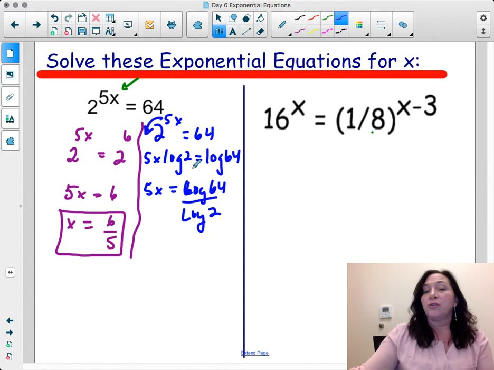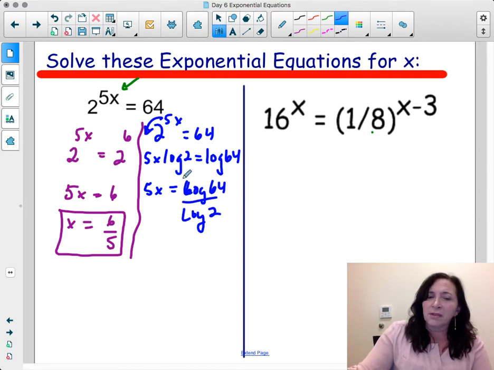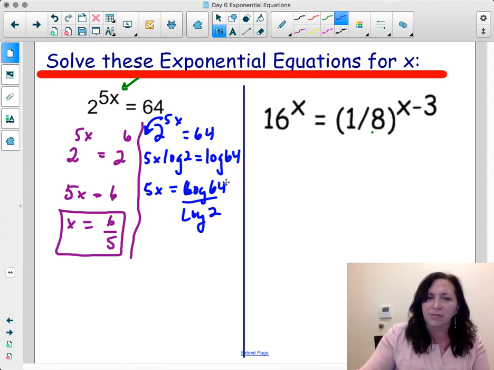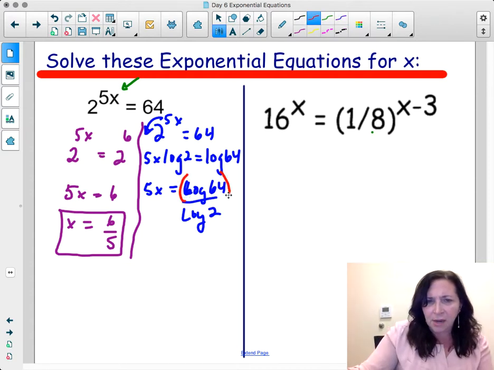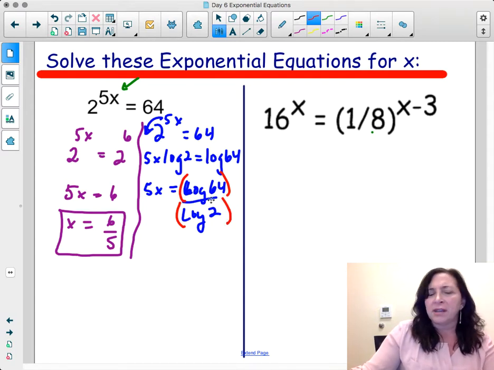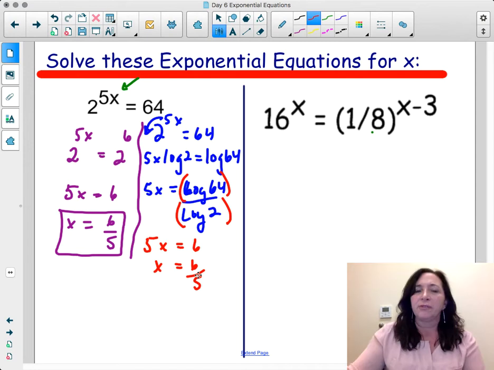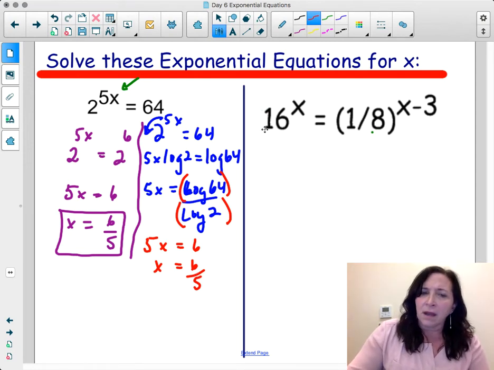A couple of things to remember. The logs, the word log, they can never be reduced. You can't just cancel those out. And also, 2 does not go into 64. That's not how that works. What happens is this here is a quantity divided by a quantity, and you can't break into that. So don't do that. So that becomes 5x is equal to 6, and x is equal to 6/5. Same answer, different way that I did that.